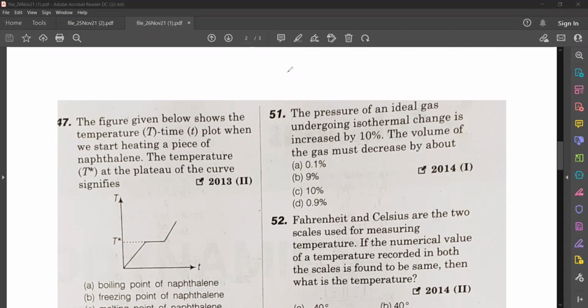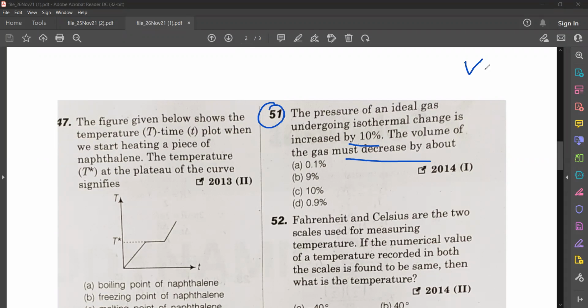Today we are going to see some previous year physics questions of MBA exam. So we'll see question number 51. Pressure of an ideal gas undergoing isothermal change is increased by 10%. Volume of the gas must decrease by about.